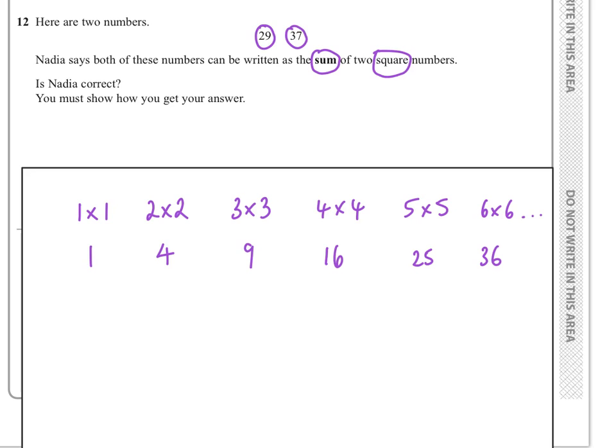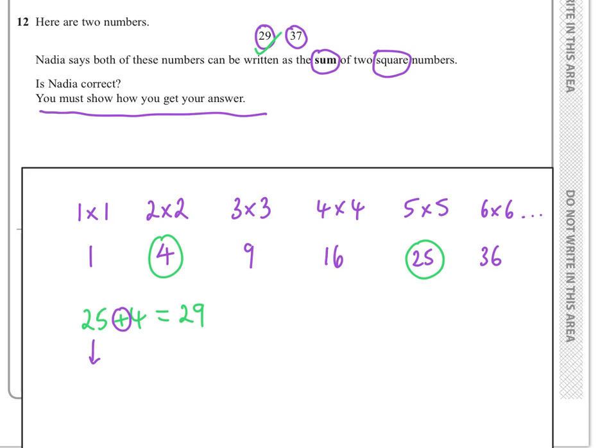But can we make, as Nadia says, both of these numbers the sum of two square numbers? Well, if we add 25 and 4 together, we will get 29. So yes, 29 can be the sum, add, of two square numbers, 25 and 4. What about 37? Have a look at the list. Can you make 37 by adding two of those numbers from the list?